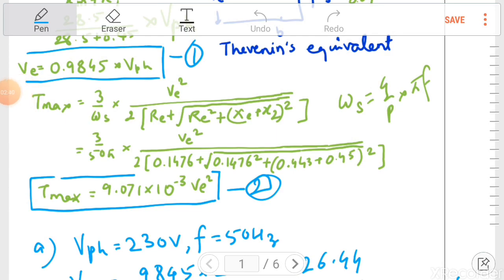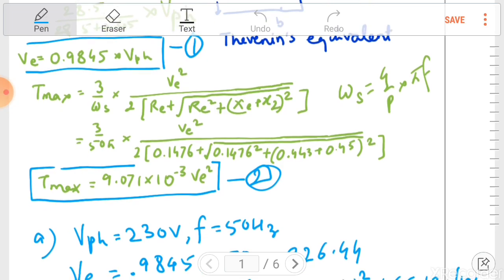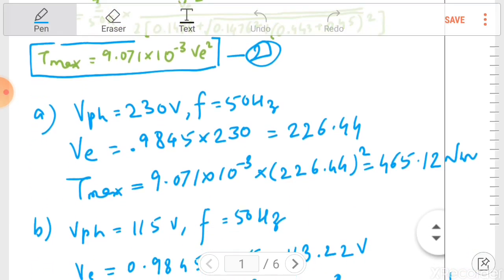Using equations first and second, we can find the maximum torque for option A by putting phase voltage 230 volt and frequency 50 Hz. In VE, the voltage is 230, so VE is 226.44 volt, and putting this value in the Tmax formula, Tmax is equal to 465.12 Newton meter.